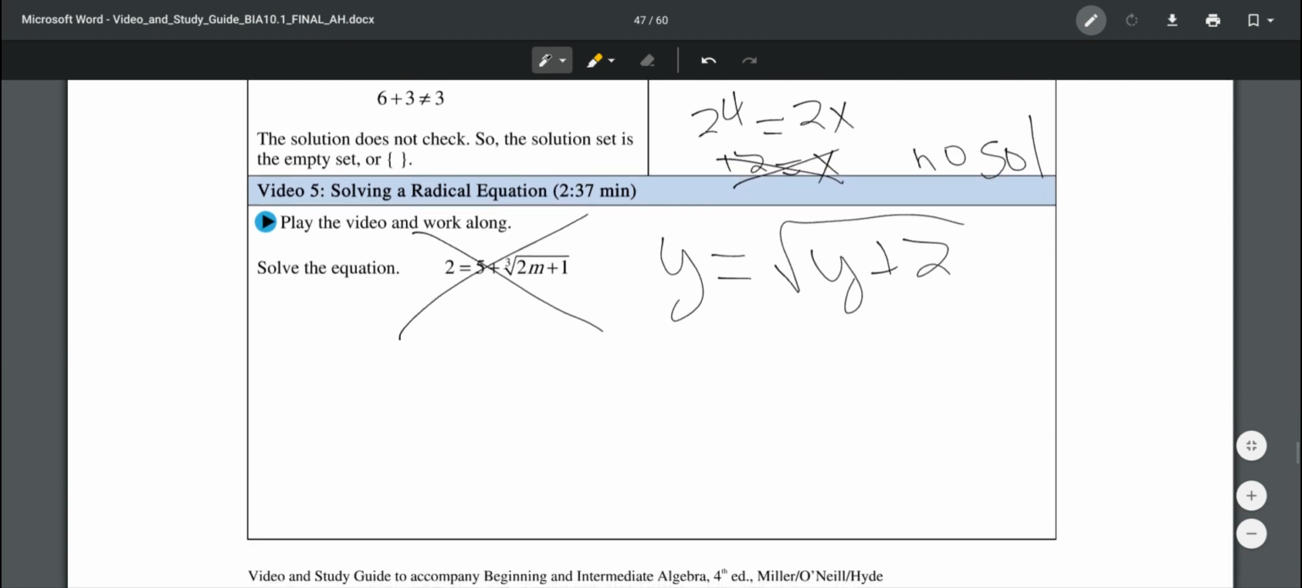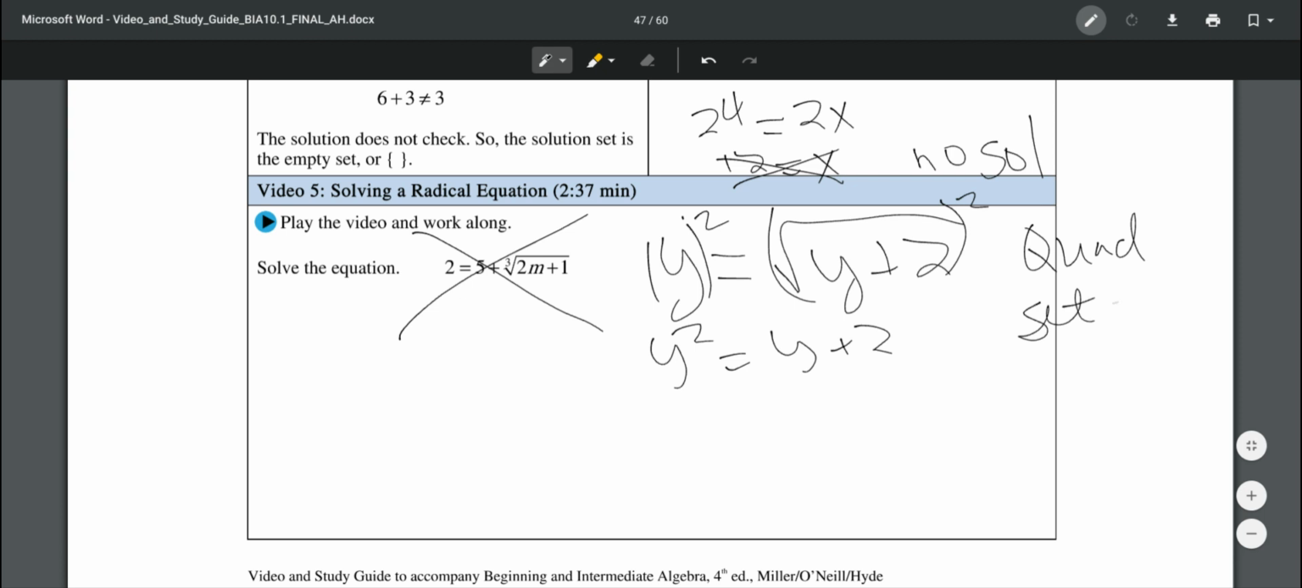Now, the last example, we're going to end up with a quadratic that has to be factored. Now, if you notice, there is one radical. It is already isolated. So in order to get rid of a radical that is isolated, we're going to square both sides. But in doing so, that gives me y squared equals 2y plus 2. So I'm going to set it equal to 0. So I'm going to rewrite it as y squared minus y minus 2 equals 0. When you move these to the other side, you have to subtract them.